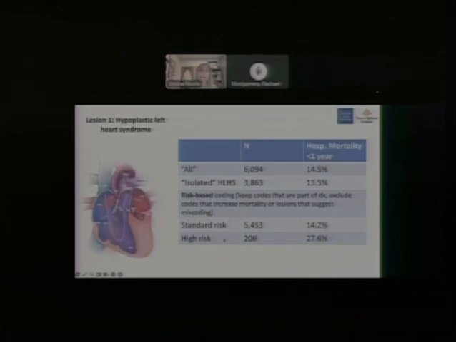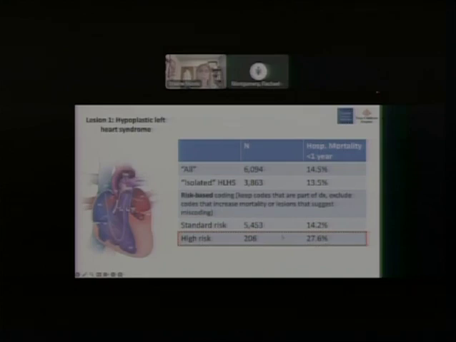Then we do a second level where we take these patients, we don't exclude those patients that have codes that are consistent with the diagnosis, but we say if they have the additional high risk code, we put them in the high risk group. And you can see that the mortality in this group goes up to 27.6, and we're up to 5,700 patients.